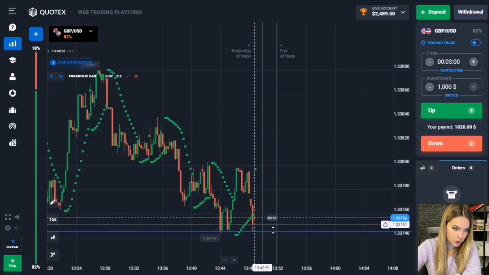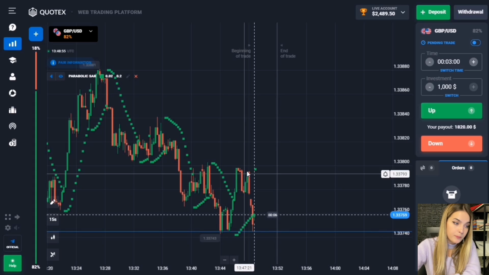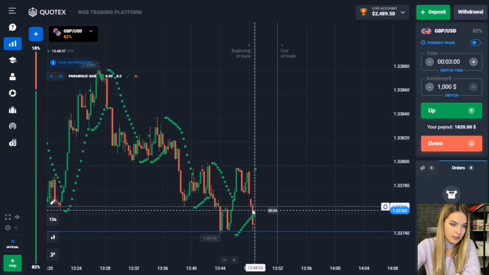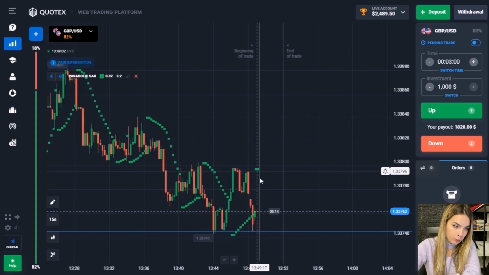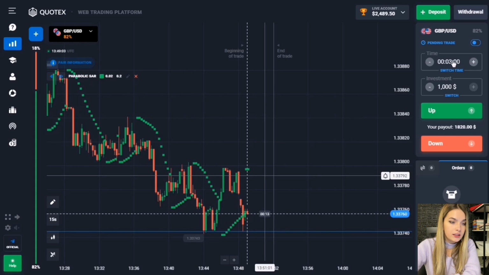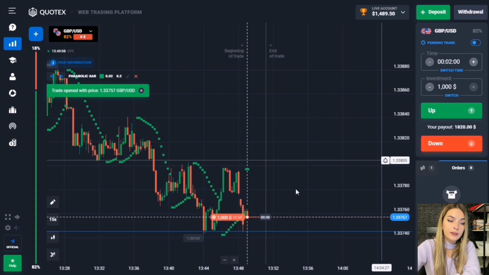Here we see the level of support. We also see that the price touched this level, after which there was a pullback up and the price approached our level again. Also pay attention to our indicator. It suggests to us that there is an entry point. There is some kind of compression. I think that in the near future this level will be broken through. I suggest opening a deal for 2 minutes to decrease.